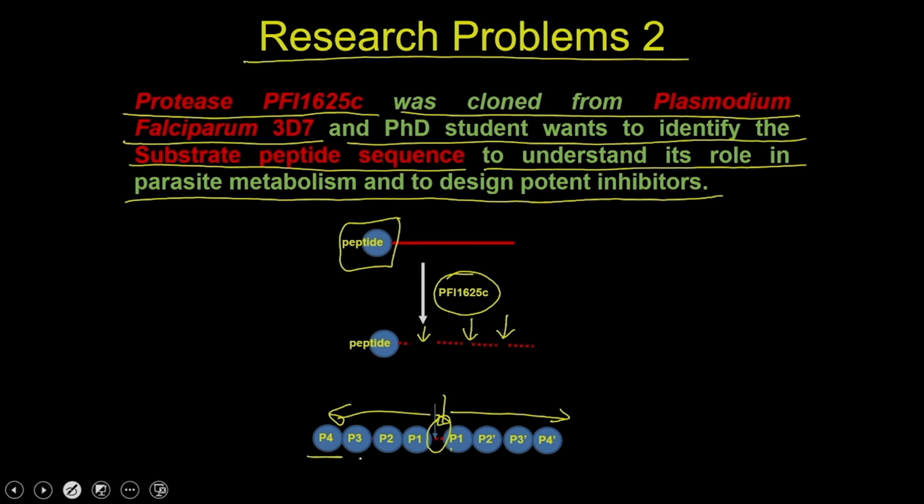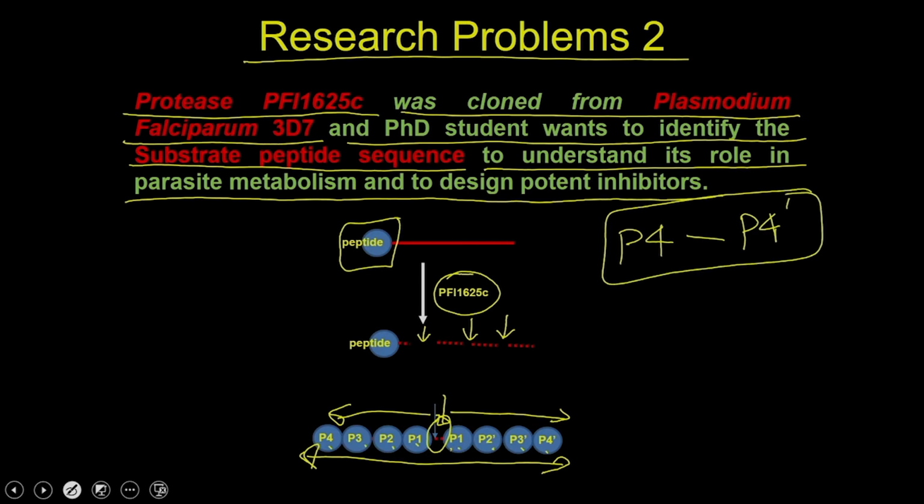What the person wants to identify is this particular sequence which is being recognized by the protease, and then it is cutting. So, he wants to know this sequence. The sequence on one side is known as the P1, P2, P3 and P4 sites, whereas the sequence on the other side is known as P1 prime, P2 prime, P3 prime and P4 prime. So, you want to know the P4 to P4 prime sequence for the protease PFI 1625C.